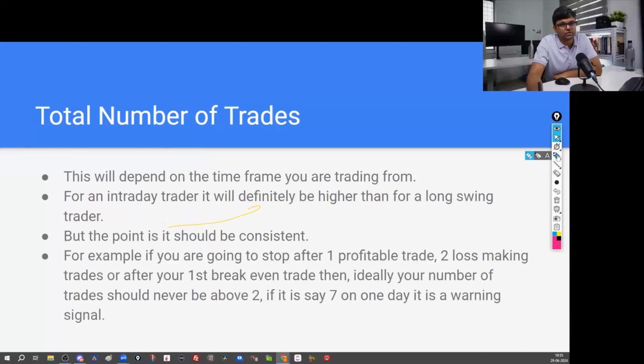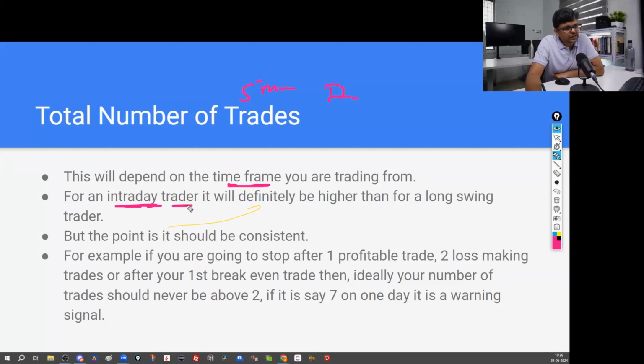So total number of trades. This will depend on the time frame you're trading from. So for me, 5 minute is not a time frame. Daily is not a time frame. Intraday trader is a time frame. Short swing trading is a time frame. I look at time frames completely differently. All right. So I have explained it in detail in my course. Today, unfortunately, is not the session to discuss that. But I will conduct more sessions and I will share that with you.